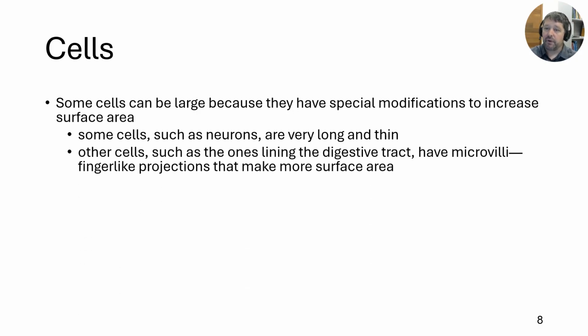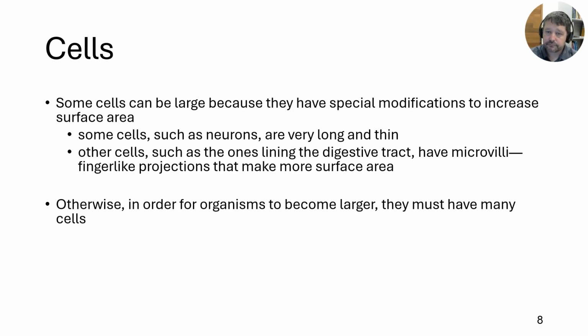Other cells, like the microvilli inside your stomach lining and your intestinal tract, are maybe sphere-like on one side, but the other side has these finger-like projections that reach up, and in between those fingers are lots of protein receptors that allow nutrients to come into those cells so you can absorb them. So that allows them to be much larger and have a much greater surface area than they do volume.